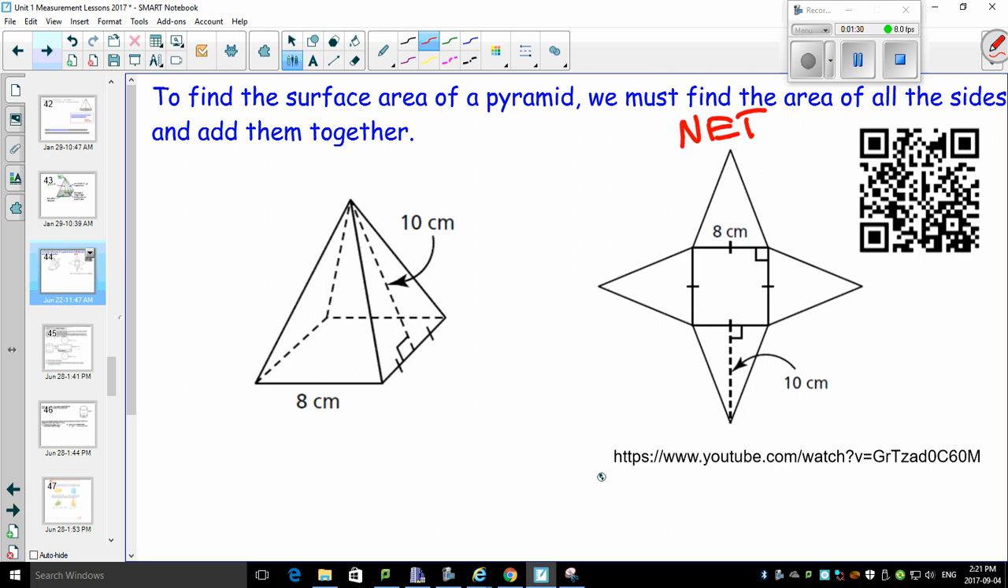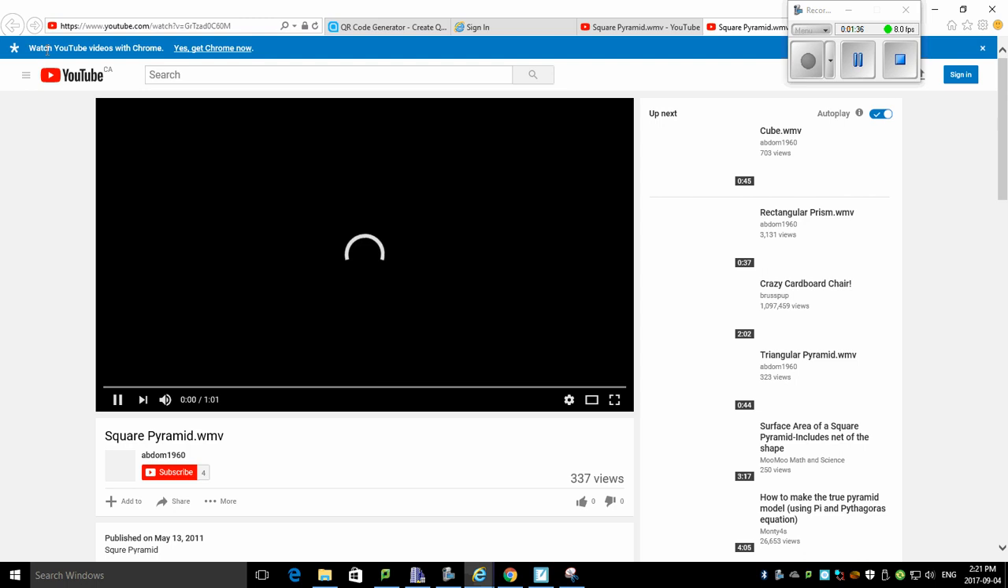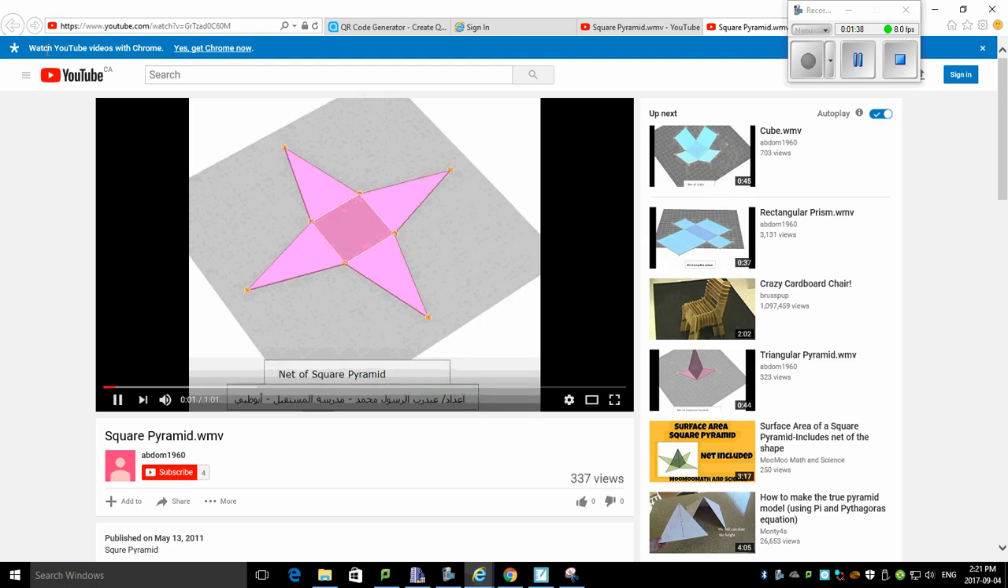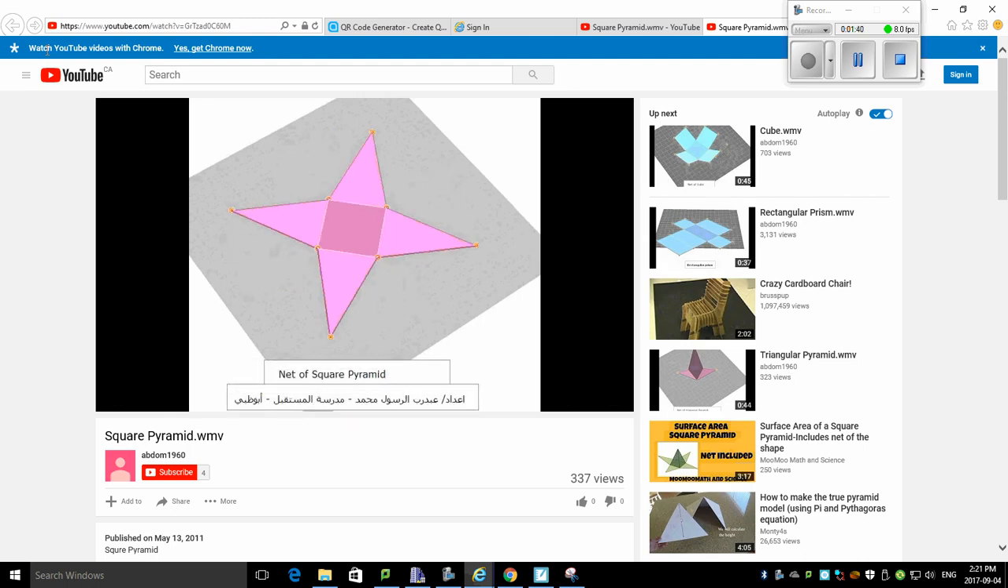And I just happen to have the same guy who made the last video on YouTube right here, and he shows you how to make a net from a square pyramid. Check this out. It's really kind of neat. He's got some great graphics here. He doesn't have his voice in there or anything. It's just a wonderful little graphic, and you can see how he's made a net out of this perfectly beautiful little pyramid.